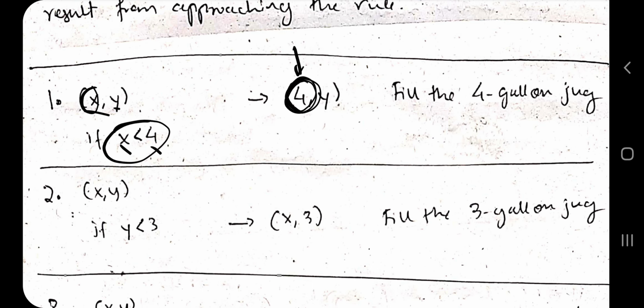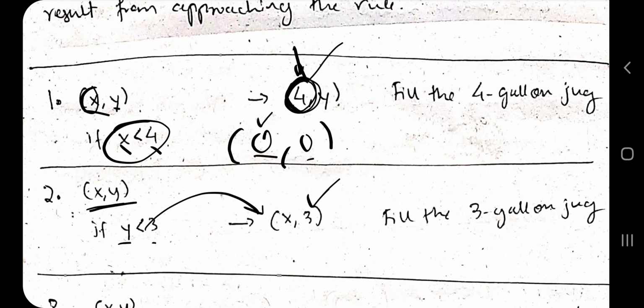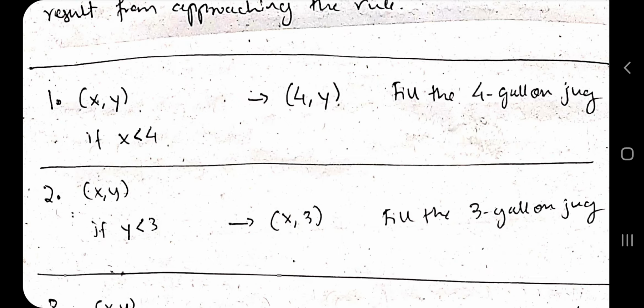So x is less than 4 can be the state 0 comma 0 when it is empty. If it is empty, either you can fill the 4 liter jug or you can fill the 3 liter jug as well if y is less than 3. If this rule is there, you can go here as well. Like if it is 0 0, you can fill 4 or you can fill 3. Both are valid moves you can make.